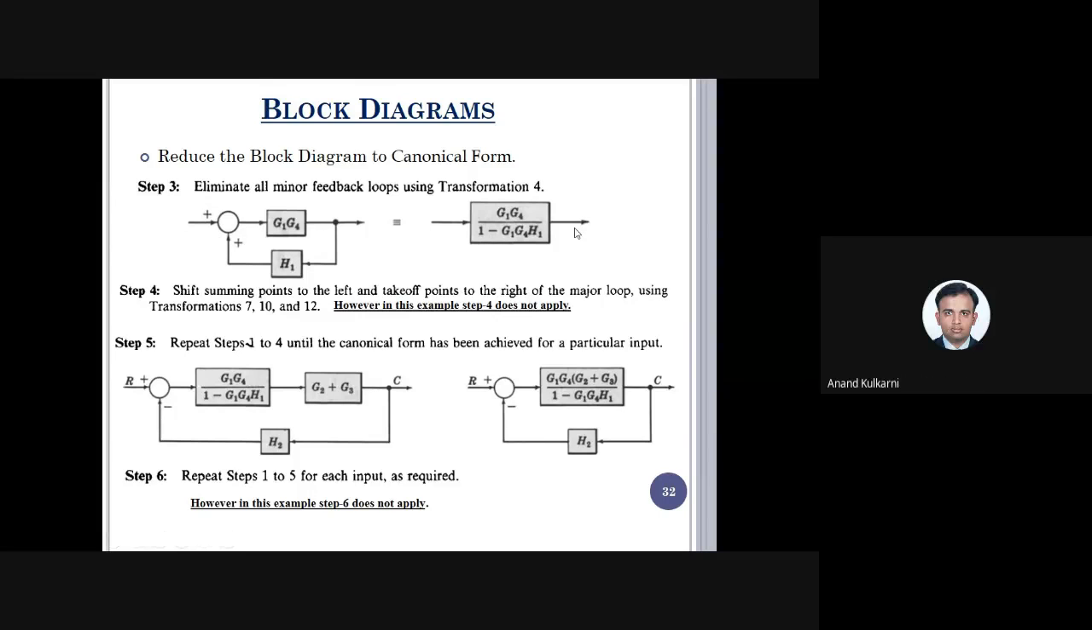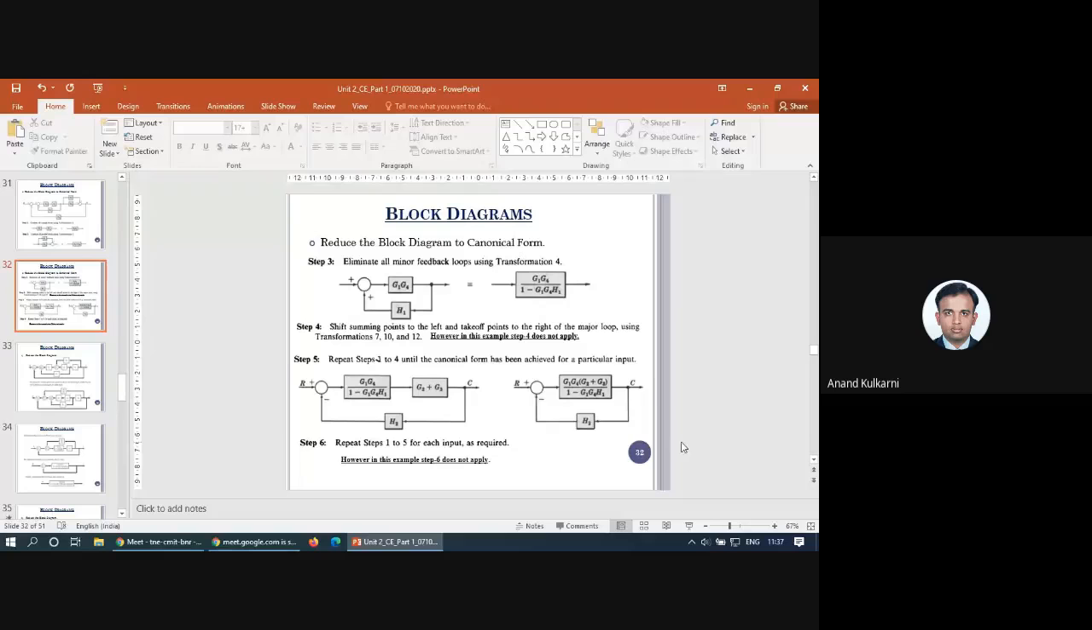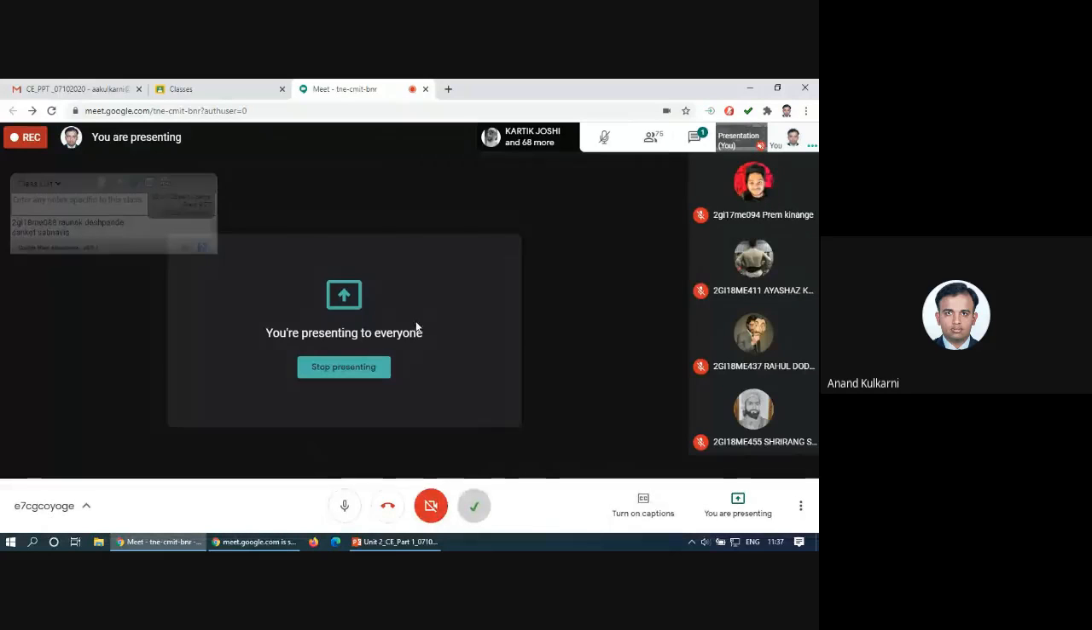Yes, sir. Okay. Then once again, I'll observe that these two are in parallel. So once again, I'll multiply this. I have multiplied this G1 G4 into G2 G3 divided by 1 minus G4 G1 into H1. Now once again, if you observe, this is a feedback loop. So this part, this feedback loop, divided by 1 plus this into H2. Is it clear? Is it understood? Yes, any doubts? Any doubts are there?